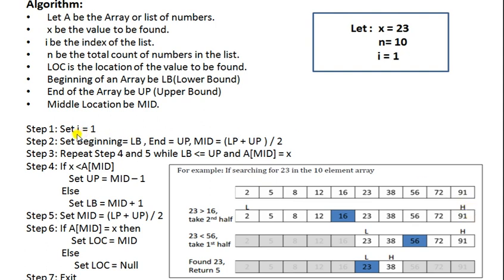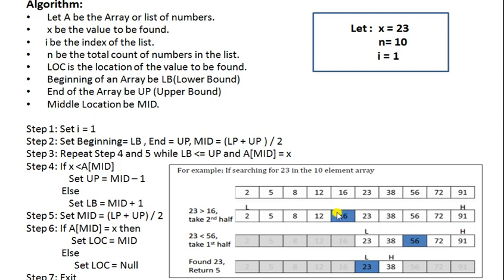According to the algorithm, step 1, we set I equal to 1. Step 2, set the beginning, that is L, and end to LB and UP. And mid is calculated as lower bound plus upper bound divided by 2, as you have seen in the video. Go to step 3. As we do that in step 2, we get the mid, that is 16.